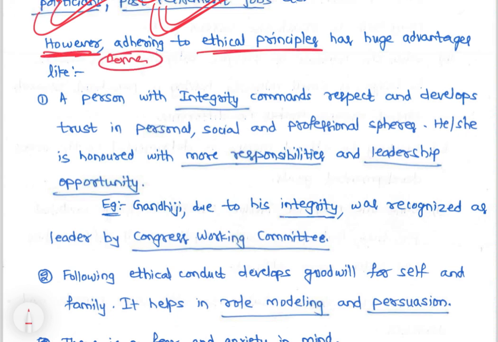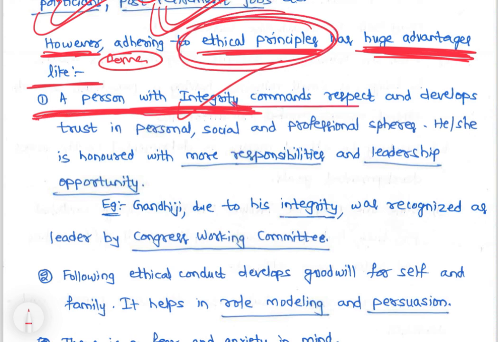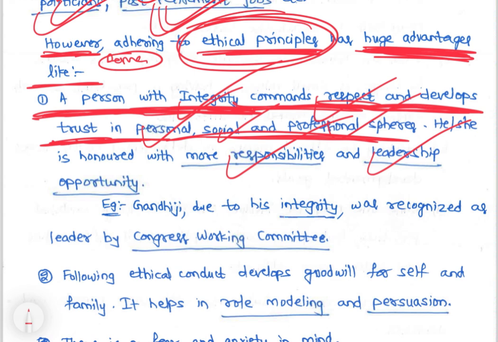Demerits. However, adhering to ethical principles has huge advantages like a person with integrity. ठीक है भाई, ethical principles follow करने में advantages भी है. That is, a person with integrity commands respect and develops trust in personal, social and professional spheres. ठीक है? He or she is honored with more responsibility and leadership opportunity.